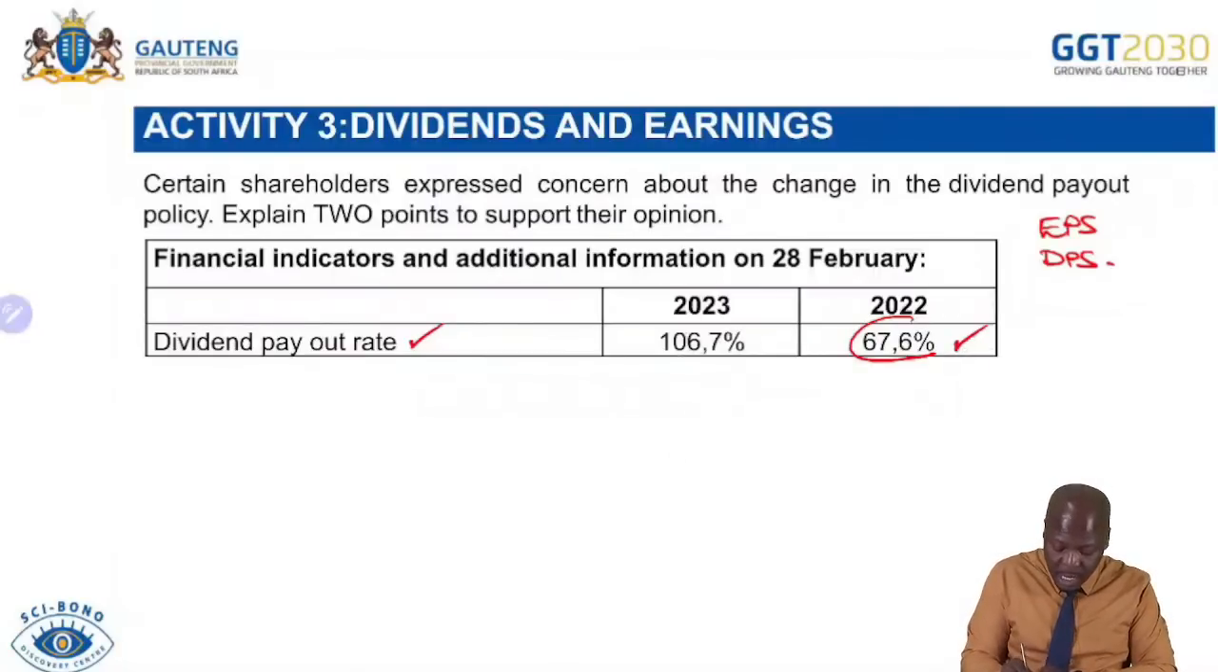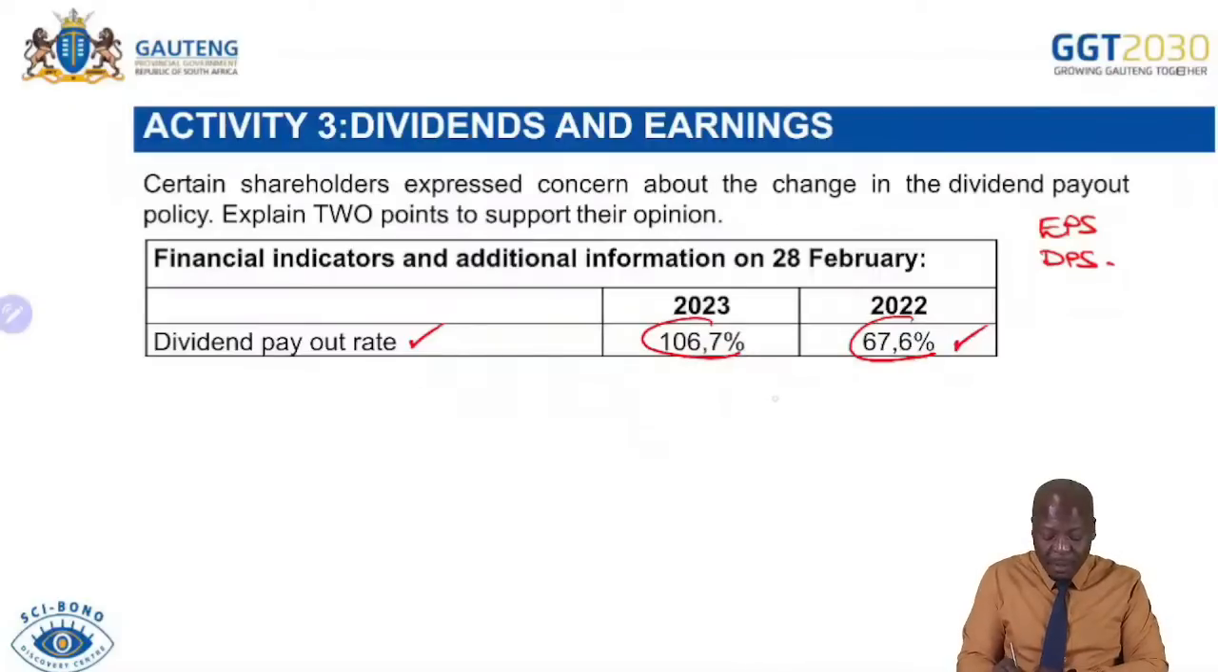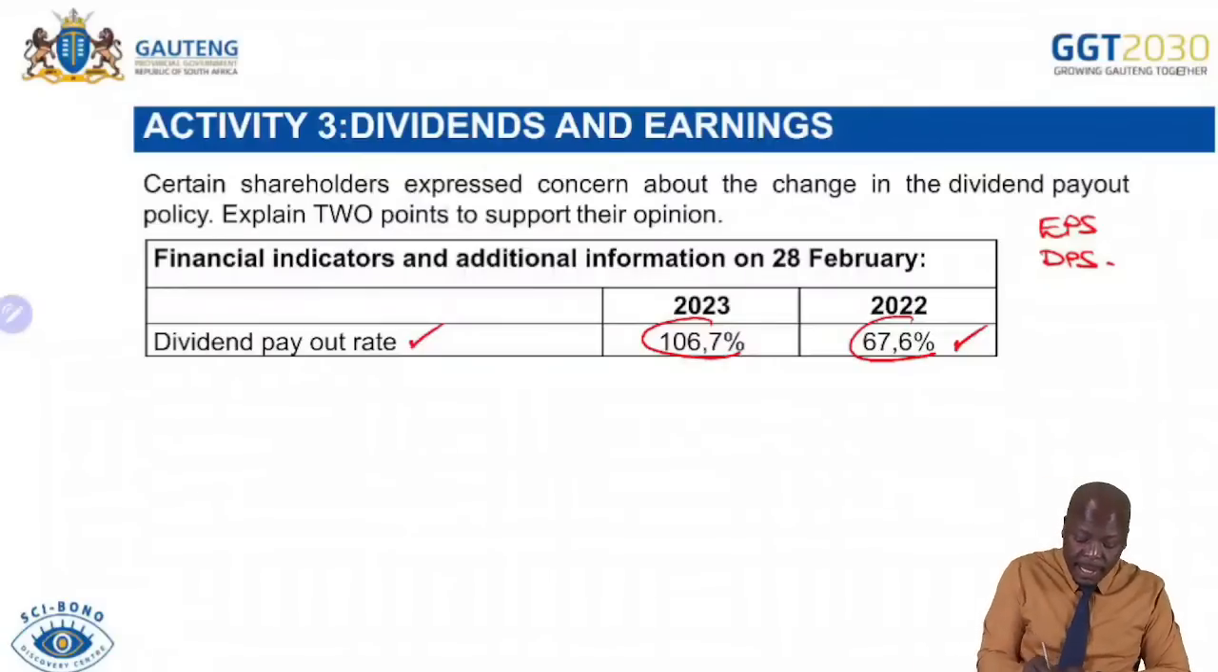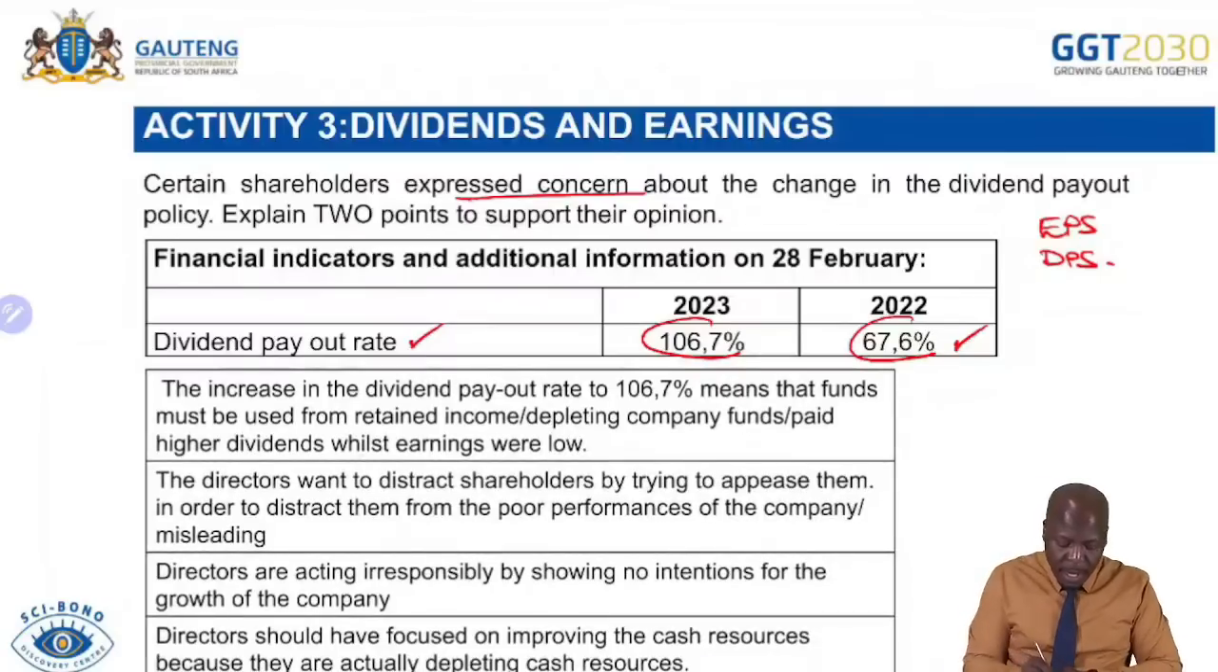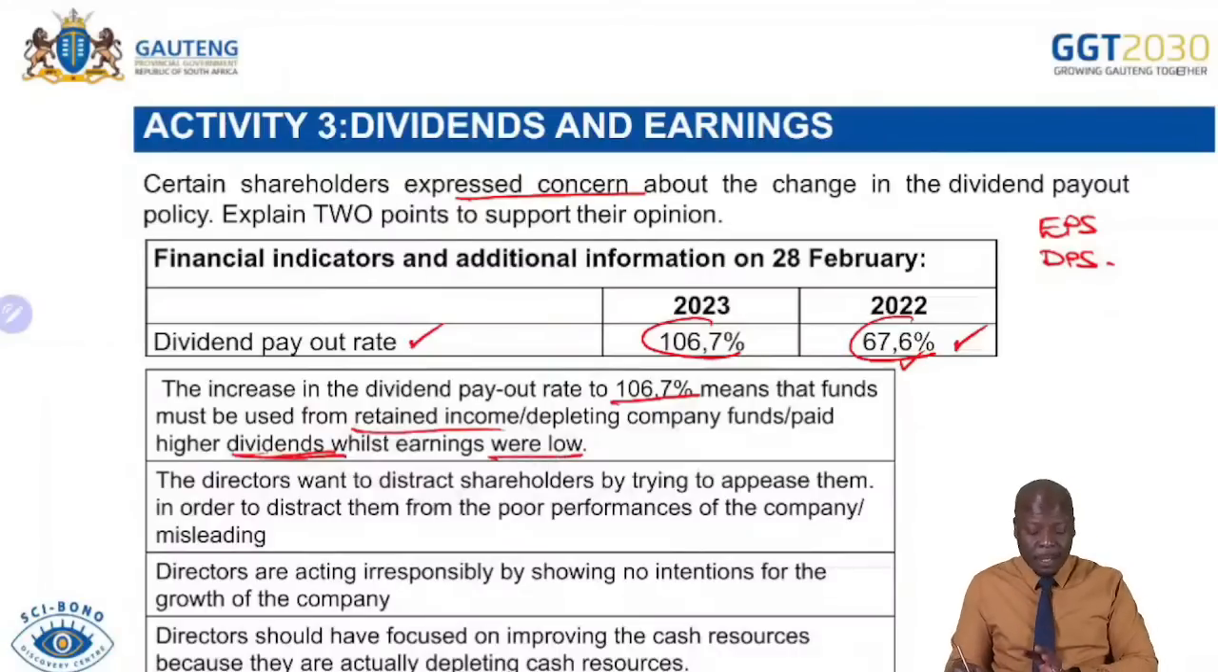But if you look in 2023, they are giving 106.7% of earnings as dividends. 106% of earnings as dividends. Okay, let's now see, because they're saying certain shareholders express concern. Now, let us see why they would be concerned. The increase in the dividend payout rate to 106% from the 67 means that the funds that must be used from retained income now have been used rather to pay higher dividends, whilst earnings were low. Okay, let me explain this point.